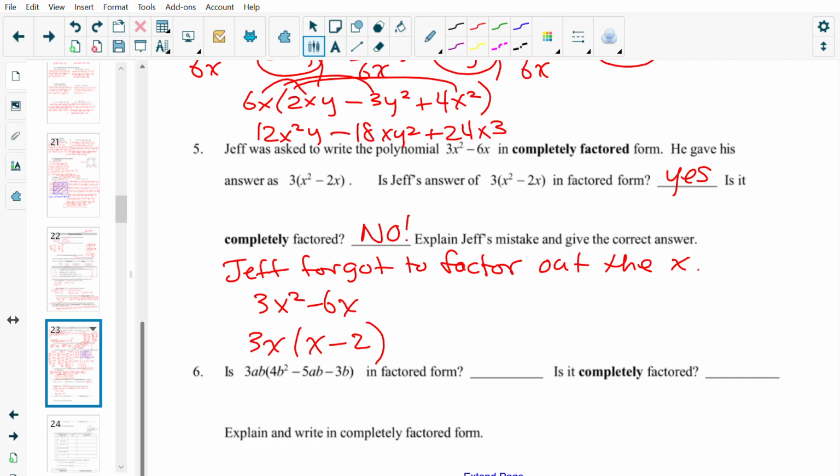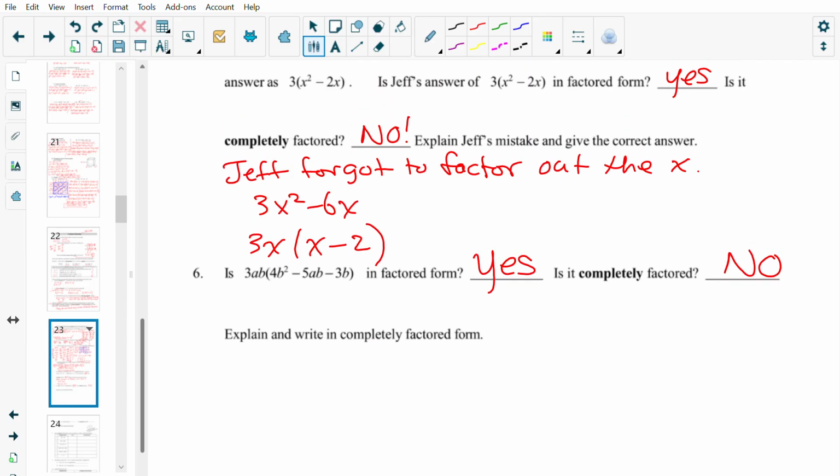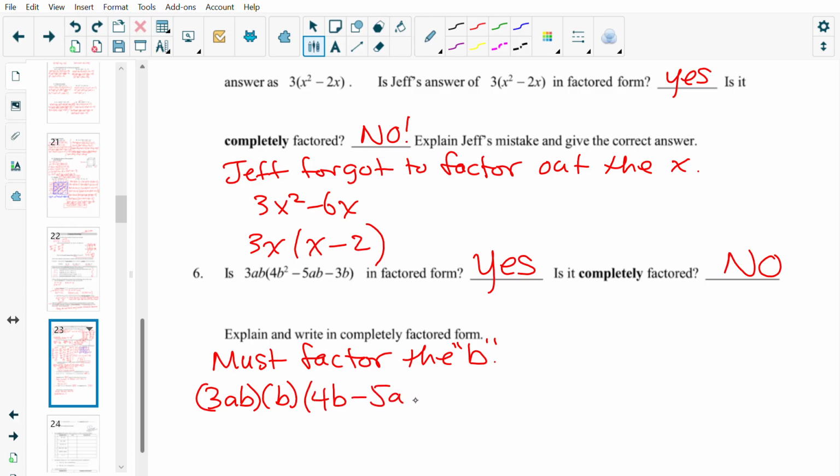Is 3ab times 4b squared minus 5ab minus 3b in factored form? Sure is, but is it completely factored? No. Explain and write in completely factored form. We forgot to factor out the b, so we must factor the b. So 3ab, let's factor out an additional b, and I'm left with 4b minus 5a minus 3, and that is 3ab squared times 4b minus 5a minus 3.